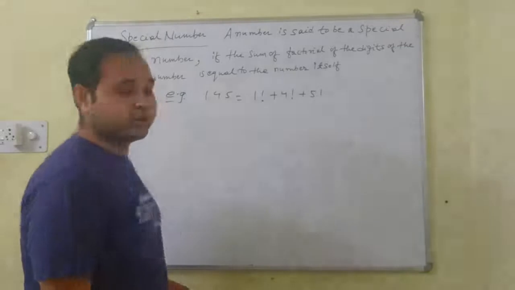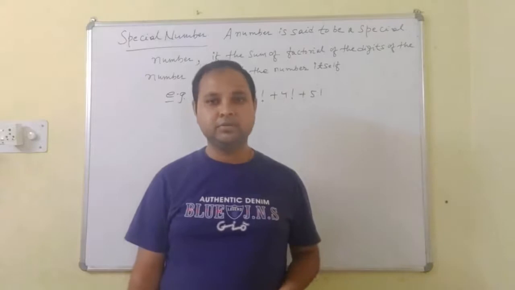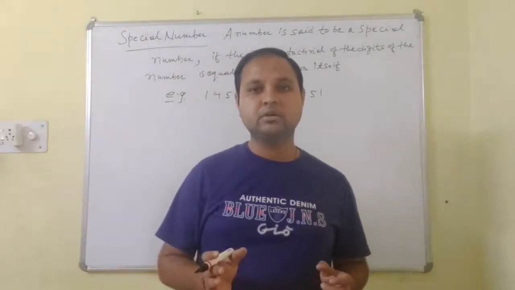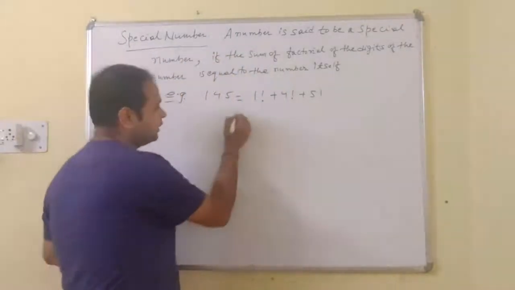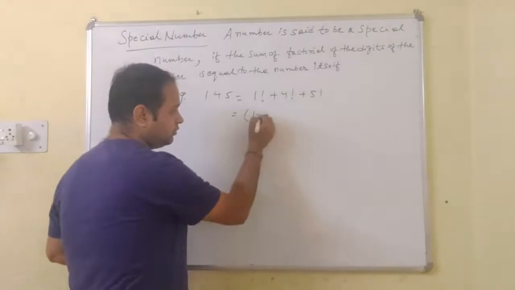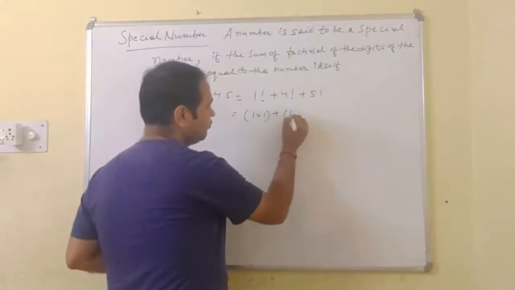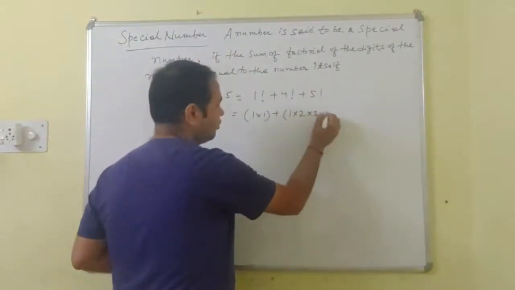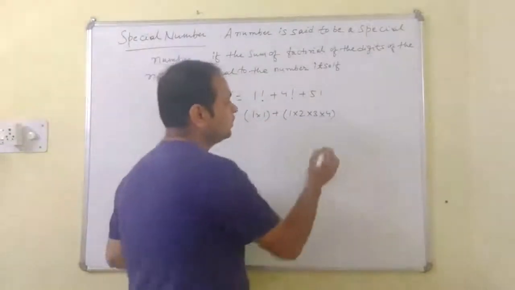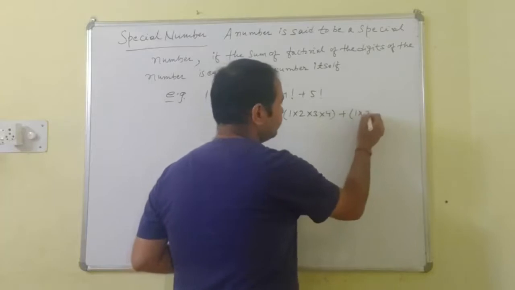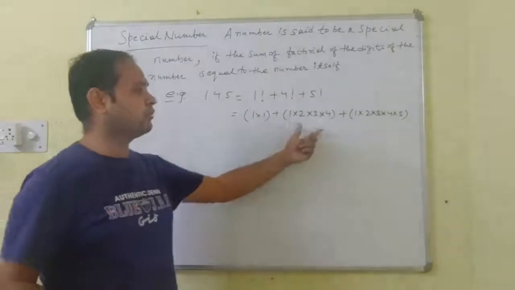To solve this program, we must know what the factorial of a number is. The factorial of a number is simply the multiplication from 1 to that number. Suppose I want to find 1 factorial, that means 1 into 1, which gives only 1. 4 factorial means 1 into 2 into 3 into 4, or we can go in the backward direction also, 4 into 3 into 2 into 1. That is also true. Plus 1 into 2 into 3 into 4 into 5. So this is the 1 factorial, this is 4 factorial, this is 5 factorial.